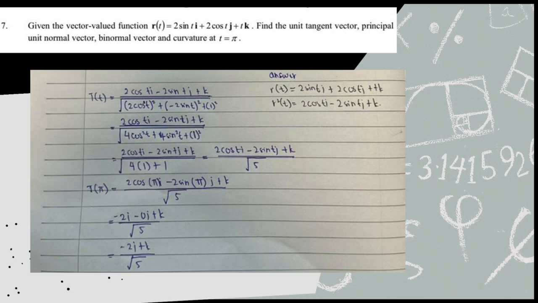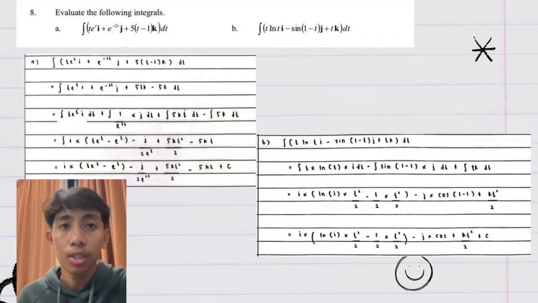seperti apa yang kita klikkan kat bawah ni. So kita bahagikan 2 cos t i tolak 2 sin t j tambah k, bahagi dengan set 2 cos t kuasa 2 tambah dalam kurungan minus 2 sin t kuasa 2 tambah 1 kuasa 2. So setelah kita selesaikan, kita akan masukkan t tu ke dalam pi, dan kita akan dapat 2i negatif 2j tambah k per set 5.